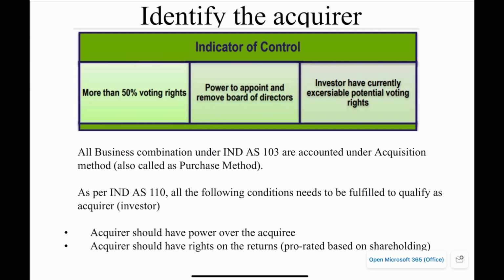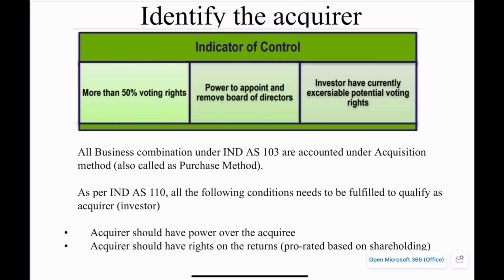The second is that the acquirer should also have the power to appoint or remove the board of directors. That control he should have. That's the next condition. And the third one is, even if the acquirer does not have the absolute voting rights, if he has the potential voting rights, even that can be considered a kind of control that the acquirer has on the entity. Even in that case, yes, he will become the acquirer. So either the absolute voting right or the potential voting right you should have.